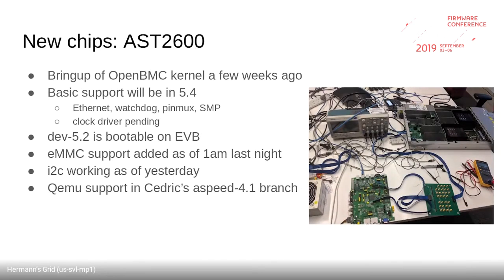So, new chips. I was over in our office in the Eastern States of Australia the other day bringing up the ASPEED 2600. There's a dev board there, and all the snaky blue cables are the FSI debug link that we have for the POWER systems we use for booting the host. IBM got ASPEED to put a bit of our IP inside to do FSI, and so I was bringing that up. But to get that going, I had to get the rest of the chip going. So we got the pinmux driver, watchdog, Ethernet, the SMP support, the clock driver's written but not merged upstream, but there's a heap of code that will be in 5.4 for ASPEED, which is cool.